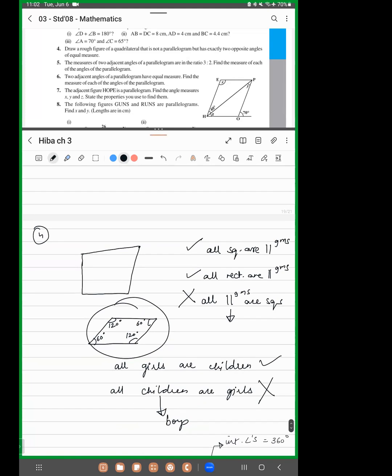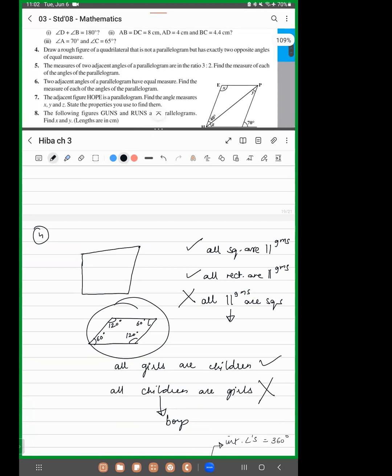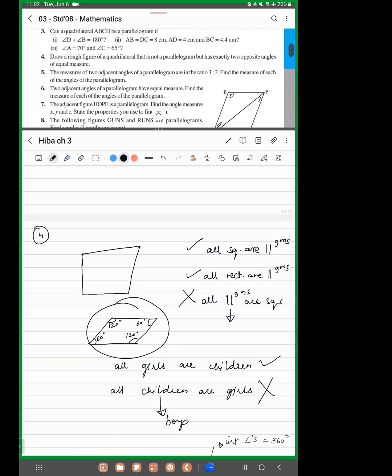So we were talking about the fourth question. Imagine that they are talking about draw a figure of a quadrilateral that is not a parallelogram. So it's not supposed to be a parallelogram, but has exactly two opposite angles of equal measure. So let's say this is 90 and this is also 90. I have not drawn it like a 90 degrees, but let's just imagine it is 90 degrees, okay? And let's say this is 120 and this is 60.